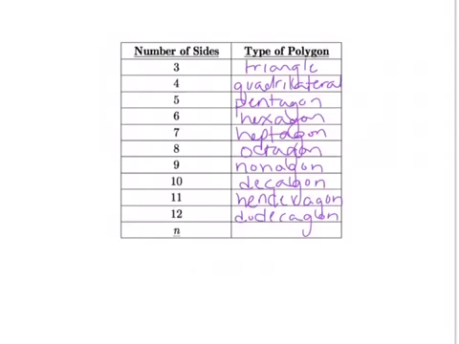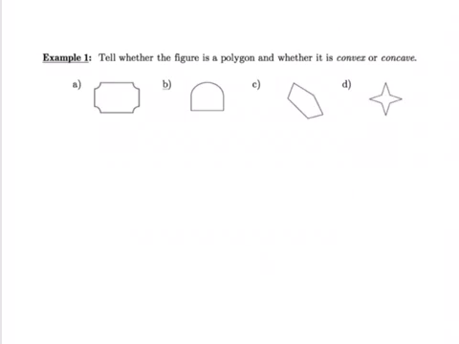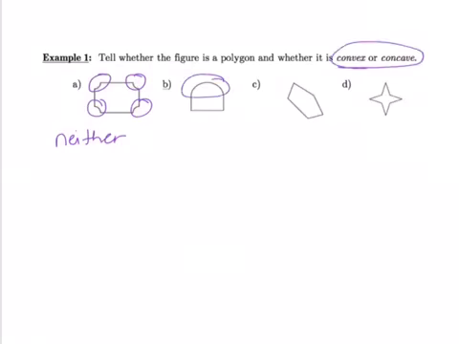And the nth number of sides is an n-gon. So in our examples, we're going to tell whether the figure is a polygon and whether it's convex or concave. So this first one is not a polygon because these sides are not straight. So it's neither, because it needs to be a polygon in order to be convex or concave. This one is not a polygon, because again, that's curved.